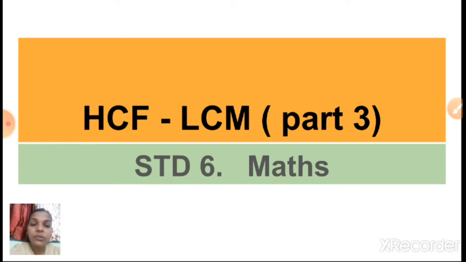Children, this session I am going to continue this chapter, that is chapter number 9, highest common factor and lowest common multiple. Okay. Now which one is going on? HCF, that is highest common factor. Practice set 24 is going on. I hope you have completed your homework also.